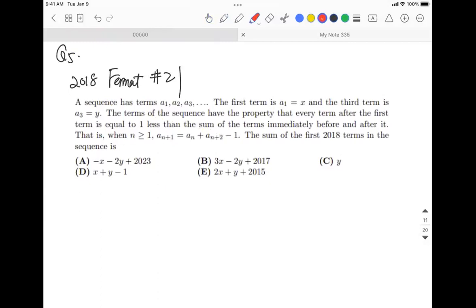So let's read the problem first, and then I'll give you some time. Then try to tell me, how do you think? There's truly two ways, right? Either the pattern or periodic.